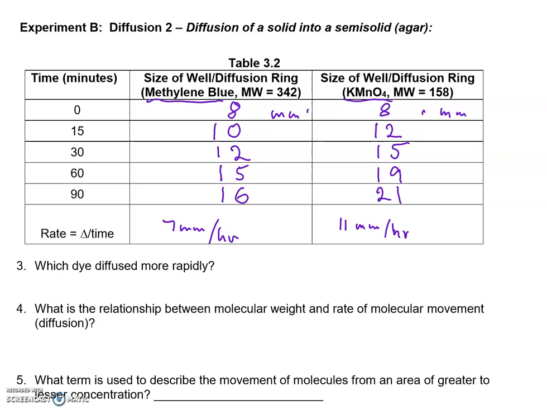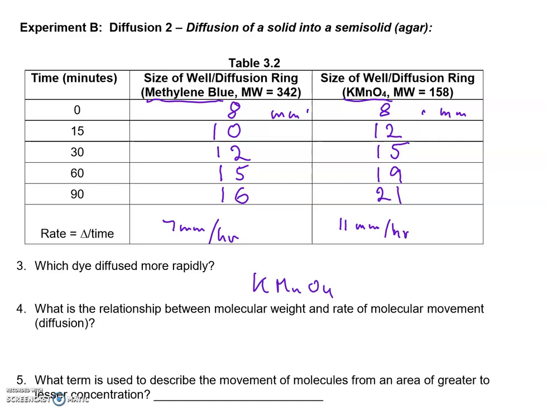And here I've just put the data here for the first hour, so 15 minus the 8 original millimeters. That would put us at 7 millimeters per hour increase in diameter. And here for the potassium permanganate, for the same time increment, you have 11 millimeters per hour. So which dye diffused more rapidly? Clearly the potassium permanganate, KMnO4.